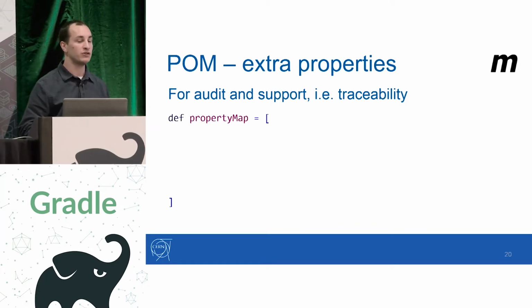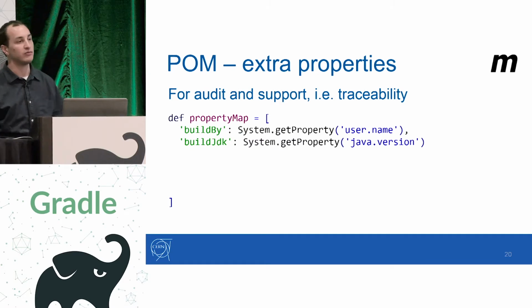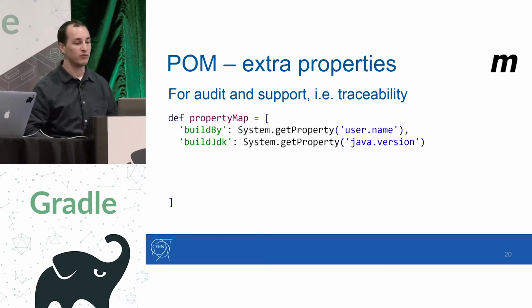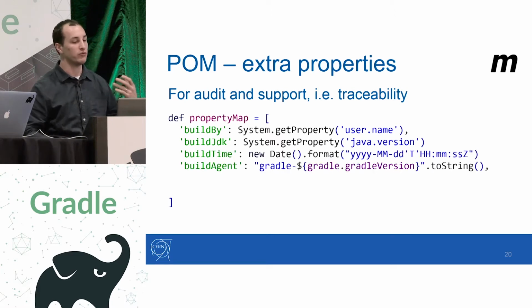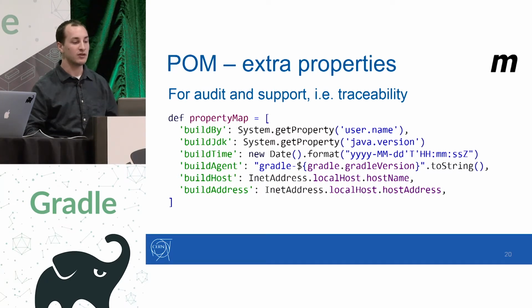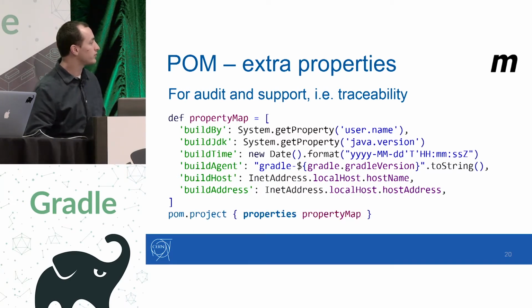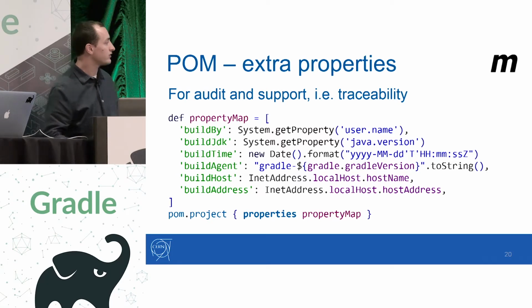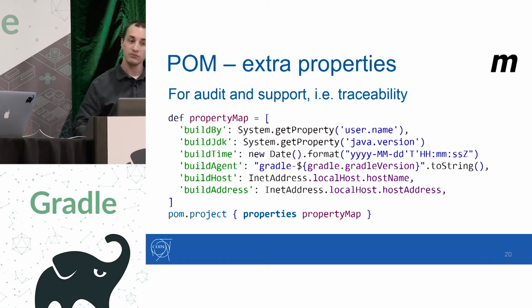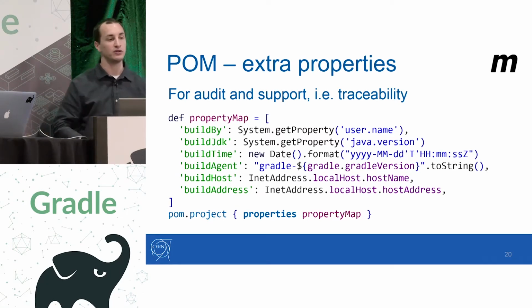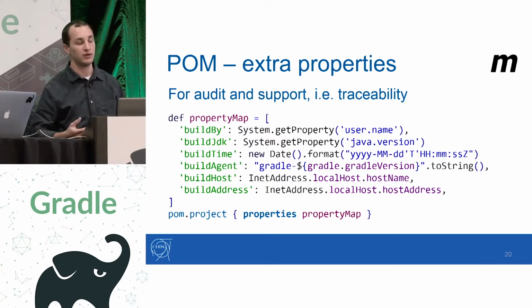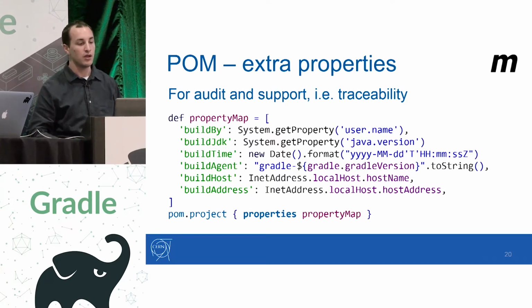We don't have to do anything else than define a property map and include information about where the build was produced, by whom, what version of the system was used, when the build happened, and then assign it to the properties attribute of the project in the POM DSL. And that's it. You have a lot of information in your POM which is easily investigatable.